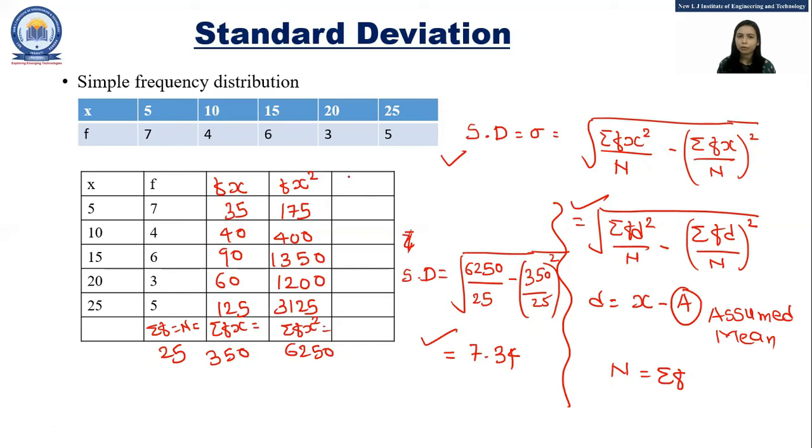Here you have to take the value of d, that is x minus a, and you can take a as 15. So that is nothing but 5 minus 15, that is minus 10, 10 minus 15, that is minus 5, 0, 5 and 10. So you will get d. Similarly, you can find f into d and f into d square from the fd into d. So this way you can get the fd and fd square. You can calculate the sigma of that and put the value in this equation, and you will get the same answer, 7.34.